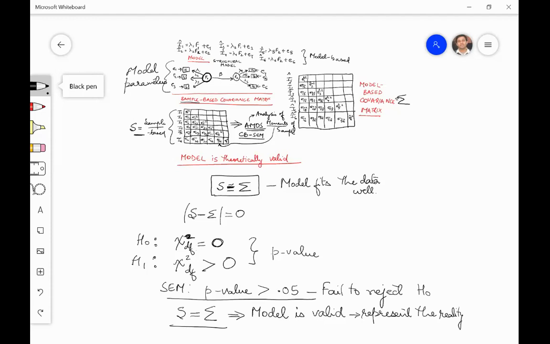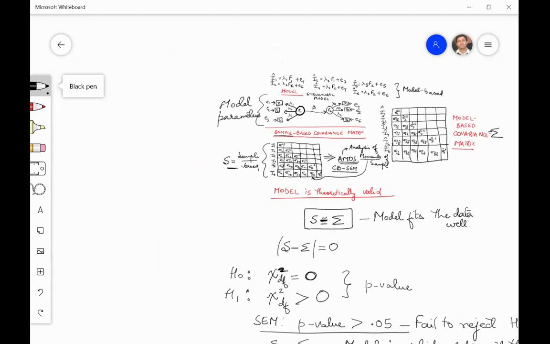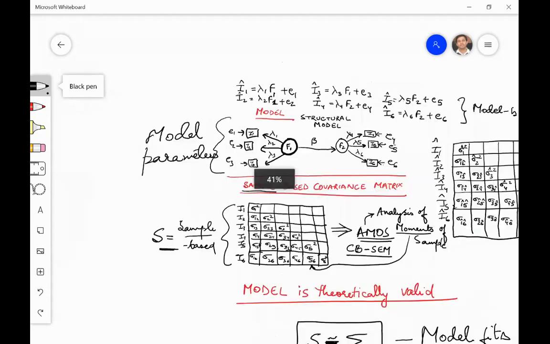Okay, sir. Thank you. Yes. Sir, F1 has the outcomes I1, I2, I3, and F2 has reflected outcomes I3, I4, I5. There is a path beta connecting them in the model. Yes, you can highlight that. So this is the regression path.